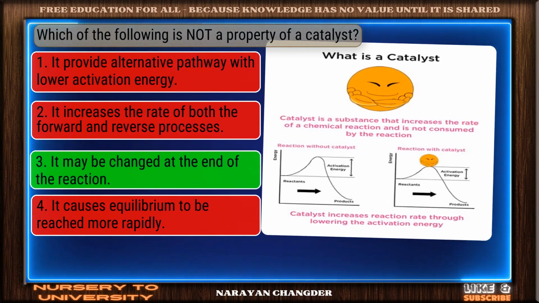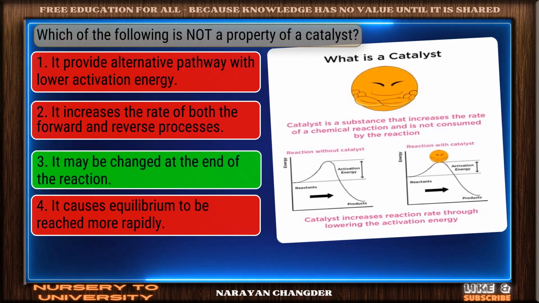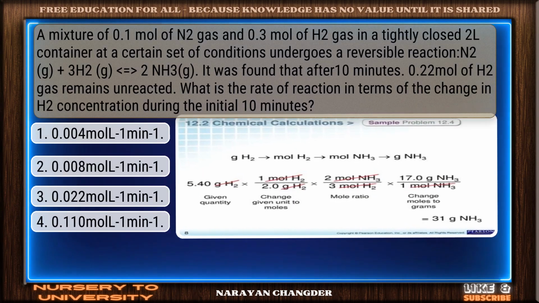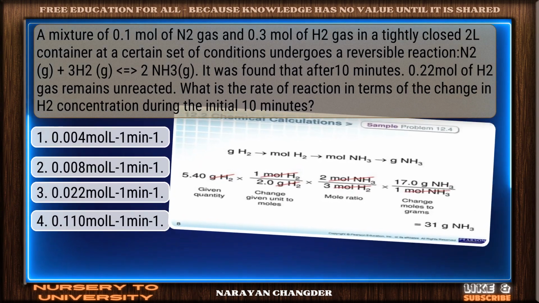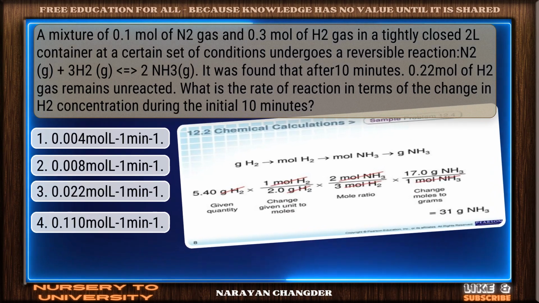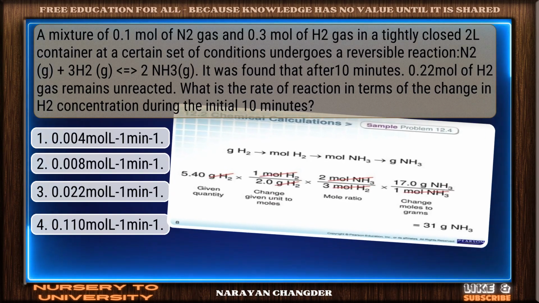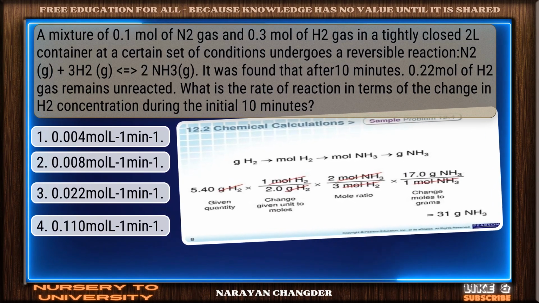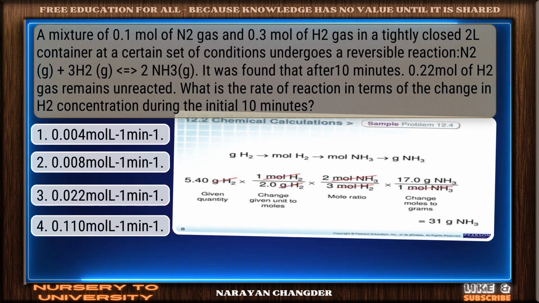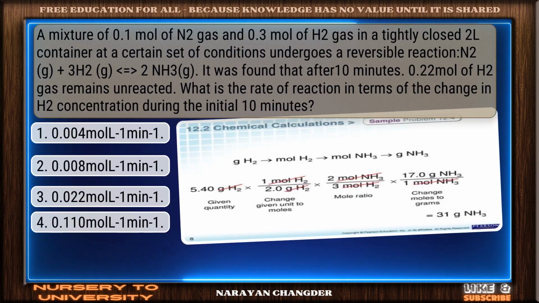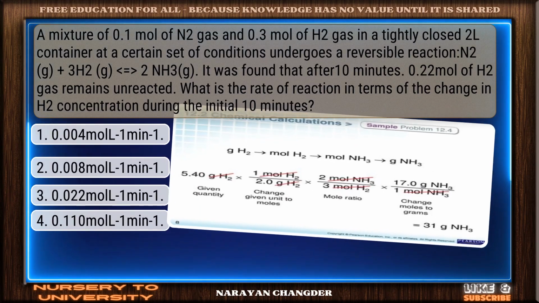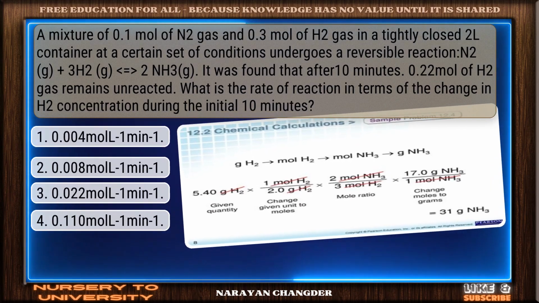On track, it may be changed at the end of the reaction. A mixture of 0.1 mol of N2 gas and 0.3 mol of H2 gas in a tightly closed 2L container at a certain set of conditions undergoes a reversible reaction, N2 + 3H2 ⇌ 2NH3. It was found that after 10 minutes, 0.2 mol of H2 gas remains unreacted. What is the rate of reaction in terms of the change in H2 concentration during the initial 10 minutes?